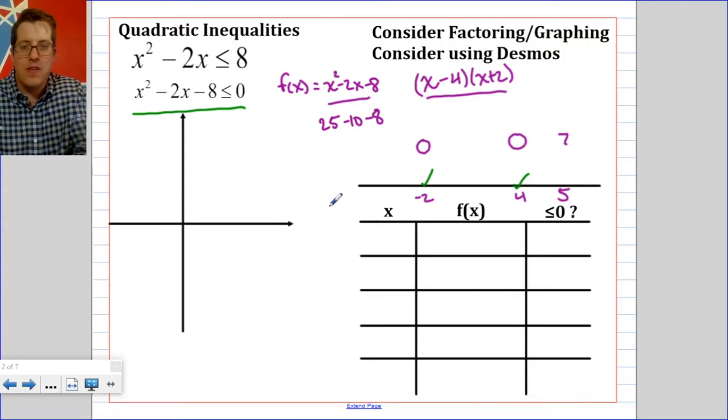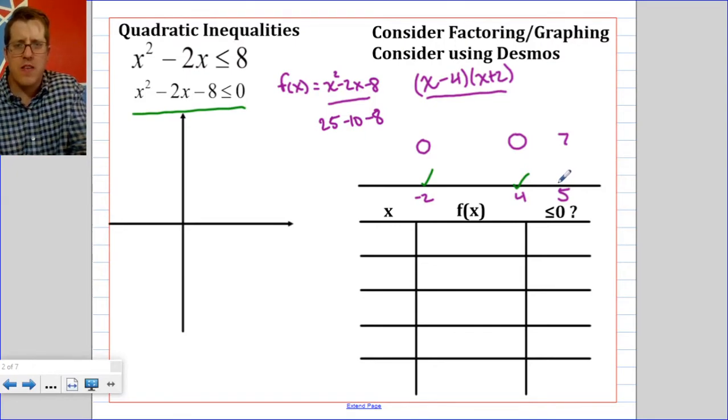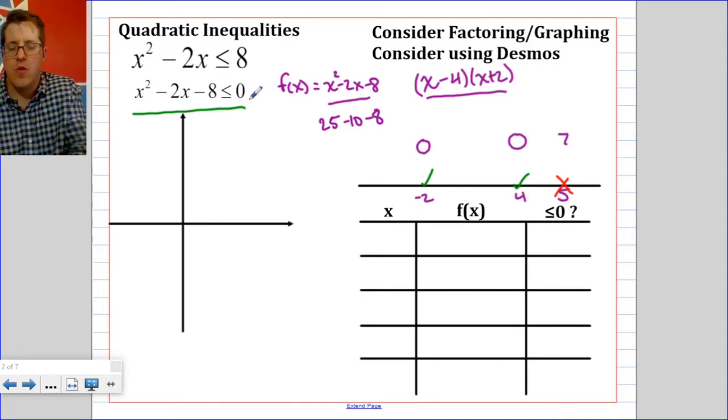Now, 7 does not make this inequality true. If you're good at editing, edit in a big sound effect and like a bonk here. 7 doesn't make the inequality true because I'm looking for things that are less than or equal to 0.